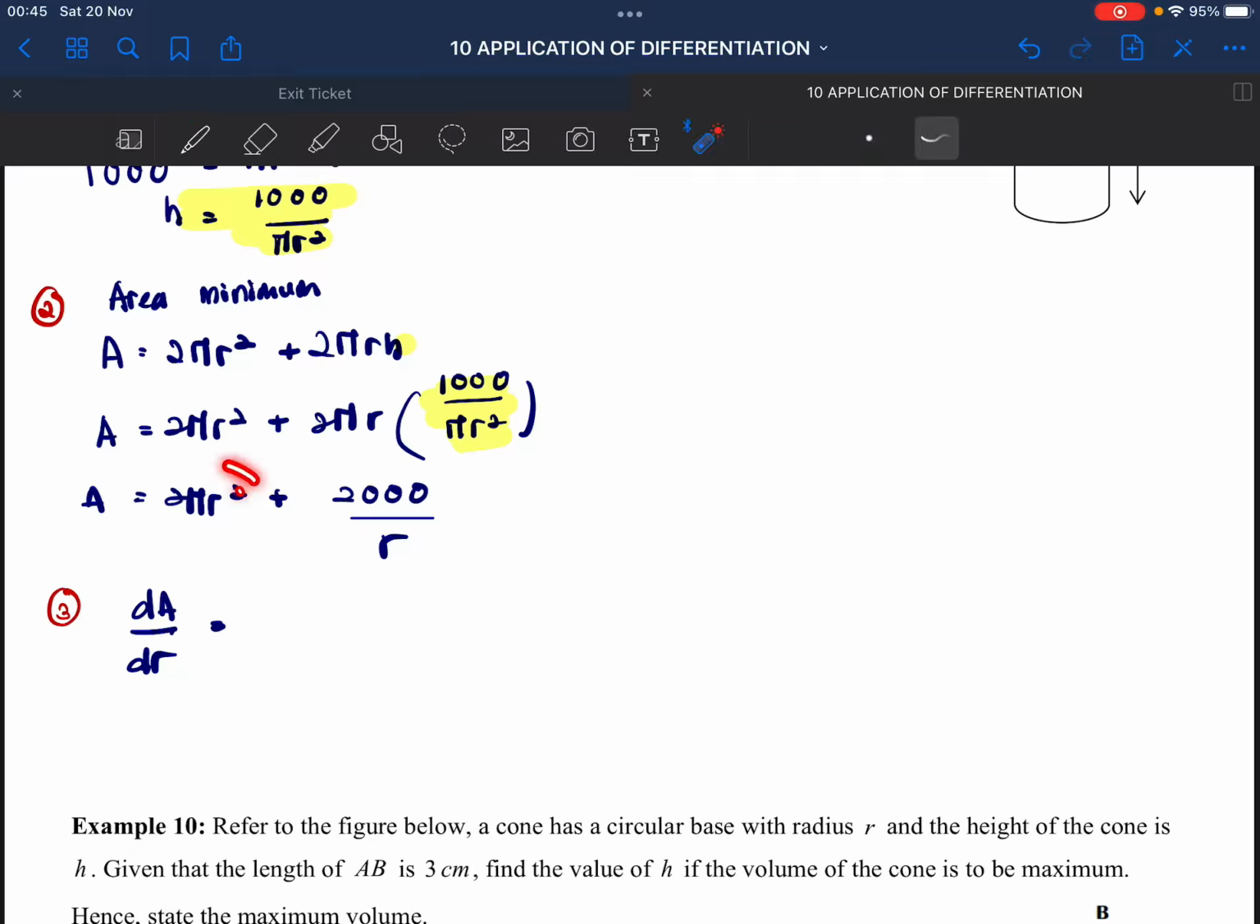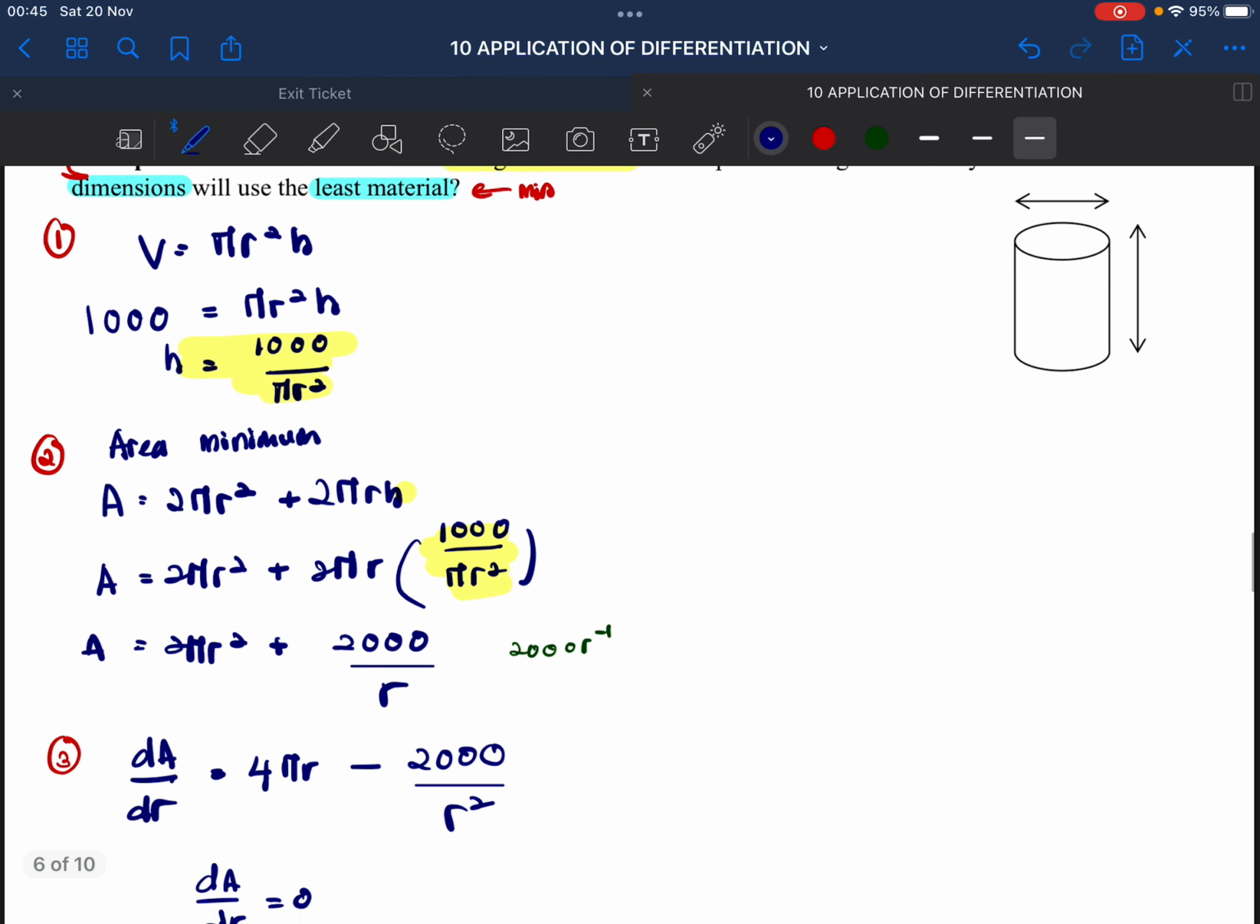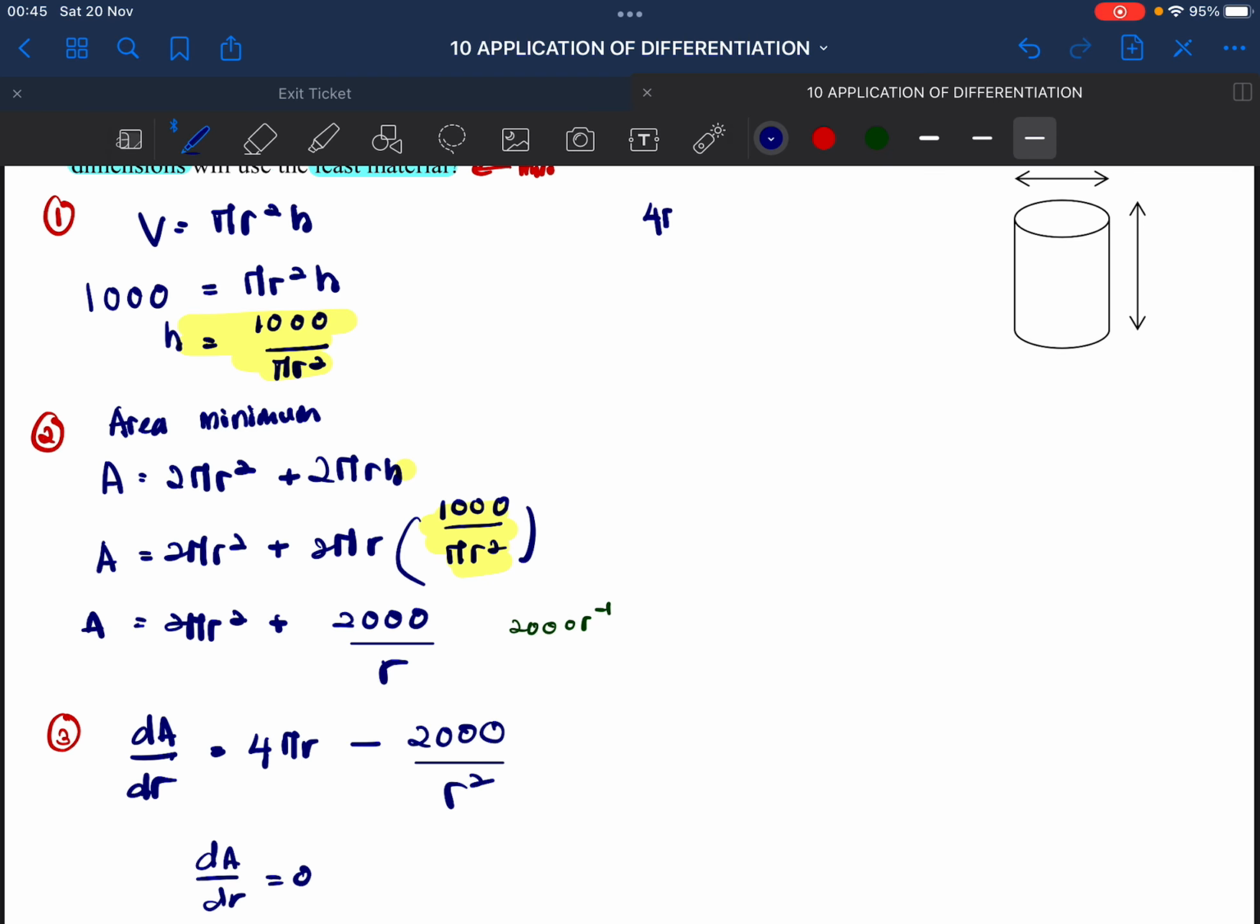So differentiate this will get us 4 pi r. Okay, so differentiate this will get us, what do we get? This is 2000 r to the negative 1. So differentiating will get minus 2000 over r squared. Okay, so next we are going to find the value of r by taking dA over dr equals to 0. Okay, so now we will have 4 pi r minus 2000 over r square equals to 0.